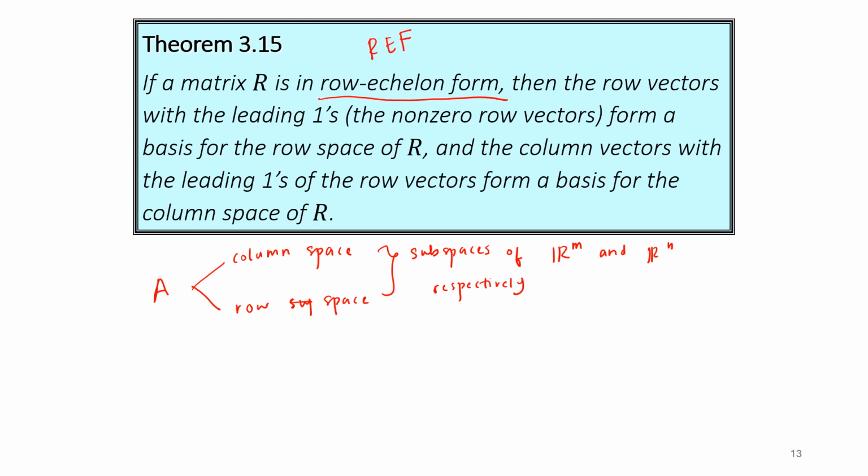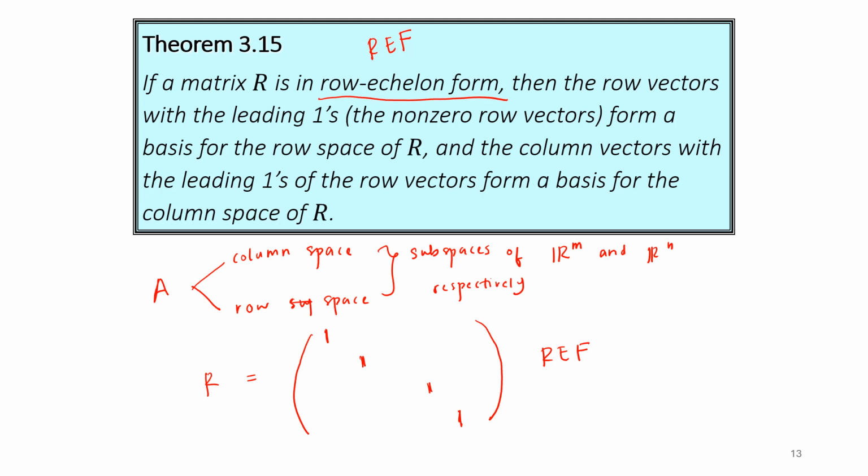Okay, this theorem says that if R is a matrix in row echelon form, then since it is in row echelon form, we should be able to find the leading one. It doesn't matter what it is, we have to identify the leading one for each column and each row of the matrix R. From this leading one, we are going to identify a basis for the column space and row space.